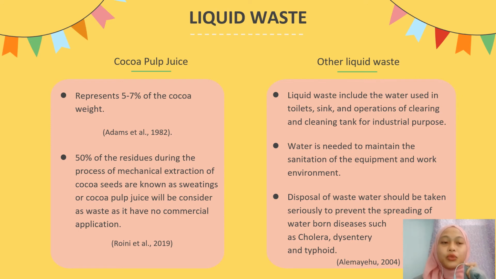Next is the liquid waste. Liquid waste consists of cocoa pulp juice and other liquid waste. Firstly, cocoa pulp juice represents 5 to 7% of cocoa weight. It is the residue during the process of mechanical extraction of cocoa seed, and it is also known as sweating, which is the product of the fermentation process.